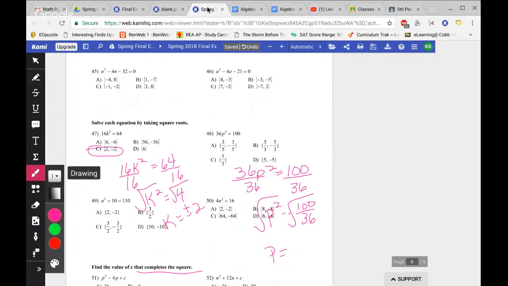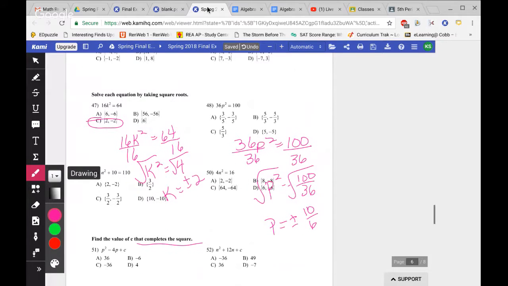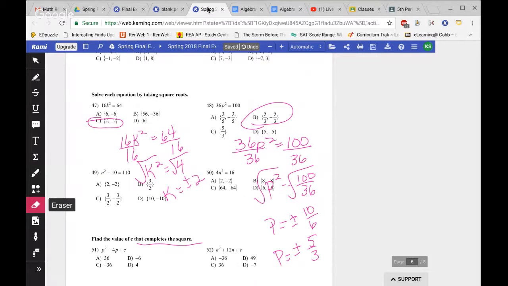But p squared, so what's the square root of 100? 10. And the square root of 36? 6. Yes. So I've got plus or minus. That's another key thing to remember. A lot of people were missing that, but the multiple guess is going to keep y'all from that. But this can be reduced. So you've got plus or minus 5 over 3, which is here. You have to get the squared variable by itself first. Does that make sense to you, Lily?